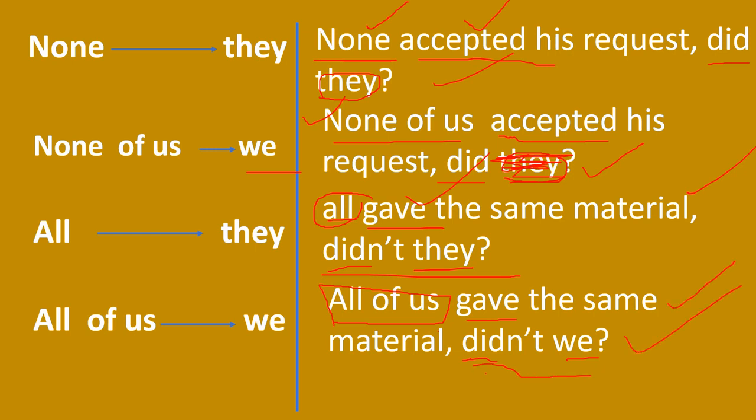we. Okay, so we should write they as subject pronoun for none. We should write we as subject pronoun for none of us. We should write they as subject pronoun for all. We should write we as subject pronoun for all of us.